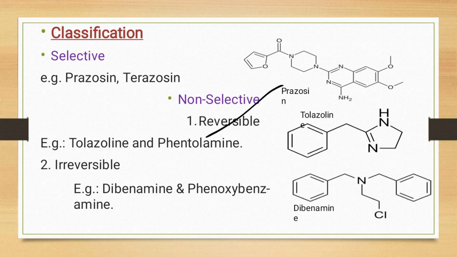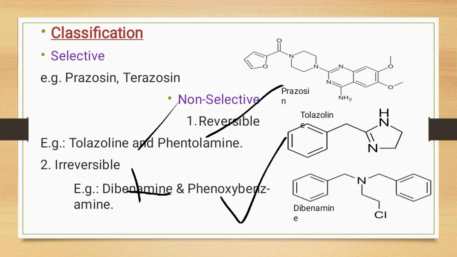Okay, reversible means it consists of tolazoline and phentolamine. Irreversible consists of phenoxybenzamine, which is the prototype of the drug, along with dibenamine. For our syllabus, phenoxybenzamine is there; the other drug is not in our syllabus. For selective alpha blockers, there are prazosin, terazosin, as well as doxazosin. So for our syllabus, there are two drugs as selective alpha 1 blockers: one is doxazosin and the other is prazosin.